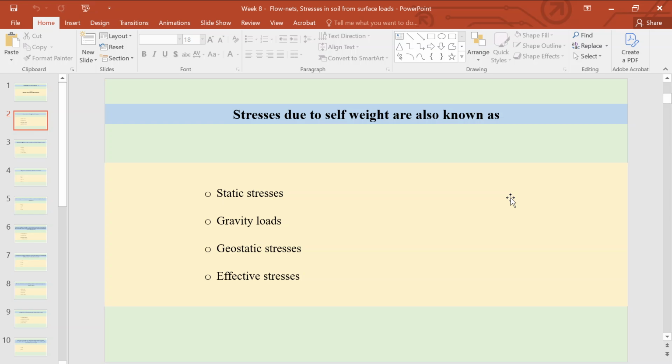I repeat the question. Stresses due to self weight are also known as: first option, static stresses; second option, gravity loads; third option, geostatic stresses; last option, effective stresses. Okay. So next question.